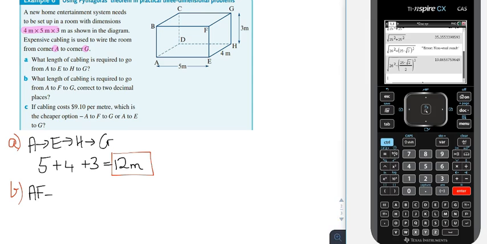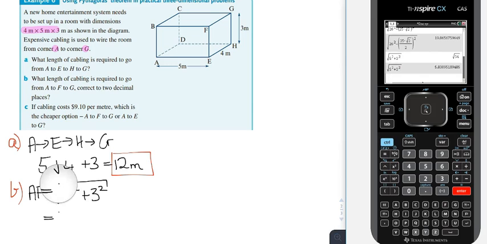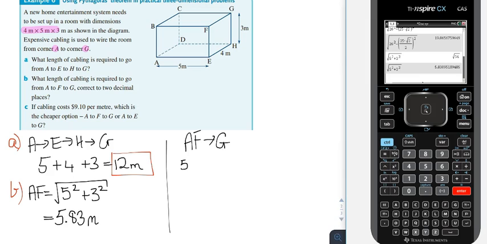Part B is now looking at going from A to F, so this diagonal here, and then across the top 4 meters to G. So A to F is the square root of the bottom and the side, so A to F is 5 squared plus 3 squared, and then take the square root of that to give us approximately 5.83. And then we add 4 to get the length of F to G. So A to F, F to G ends up being approximately 9.83 meters. That's part B.